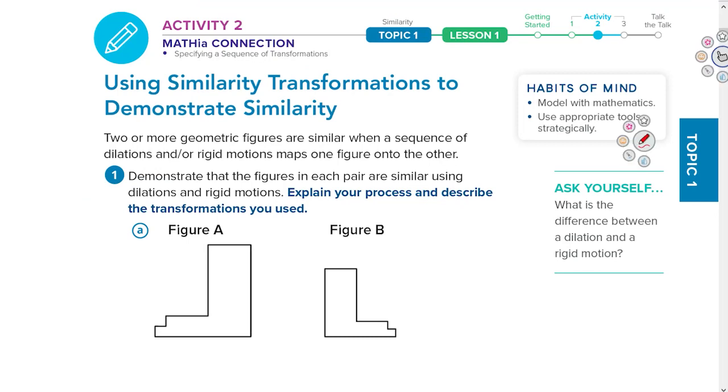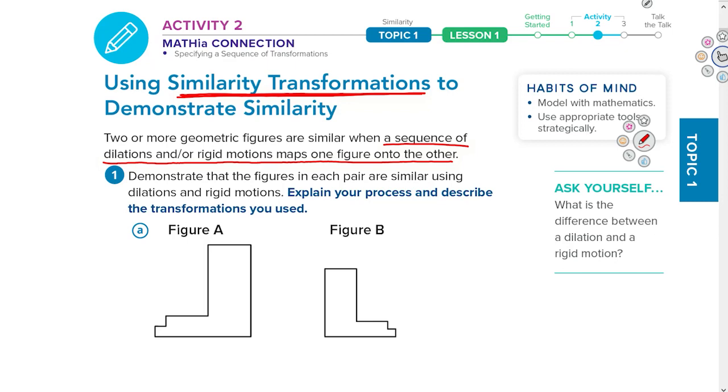Okay, so using similarity transformations. Now, what are similarity transformations? Well, they are a sequence of dilations and/or rigid motions that map one figure onto the other. We can use rigid motions, translations, reflections, or rotations, but we can also use dilations, and that would give us similar figures. That's what a similarity transformation is.